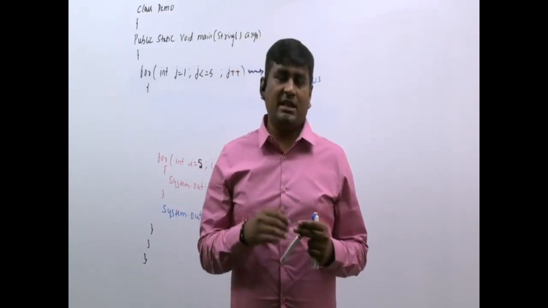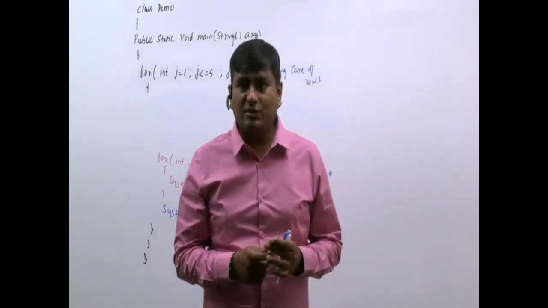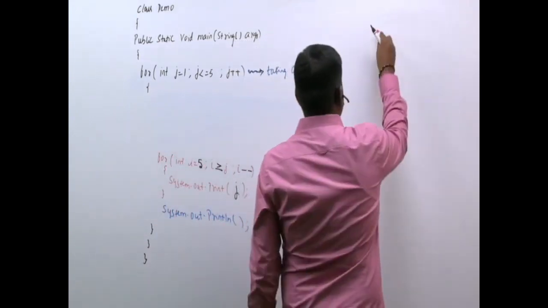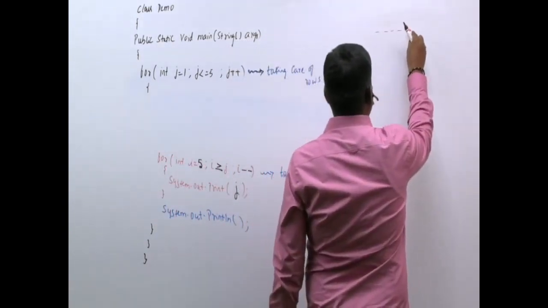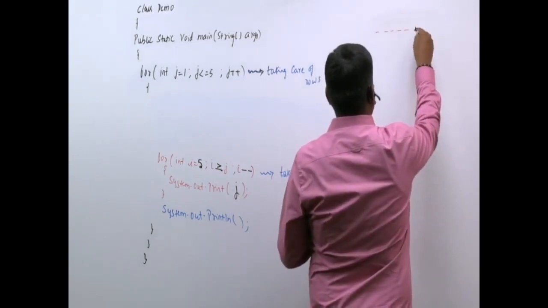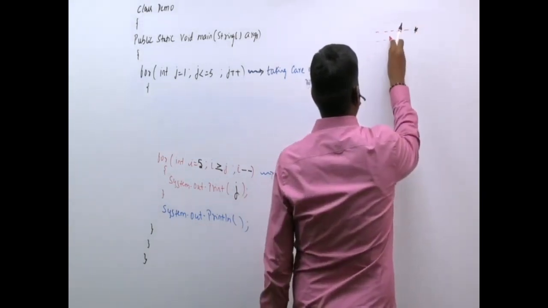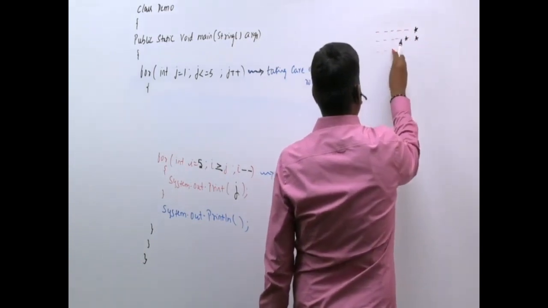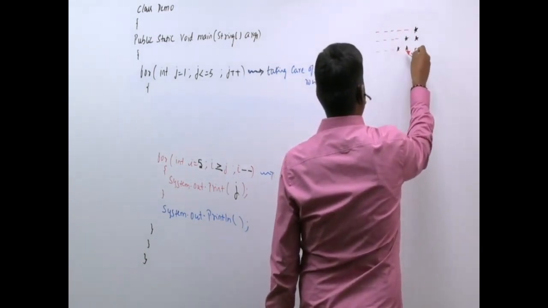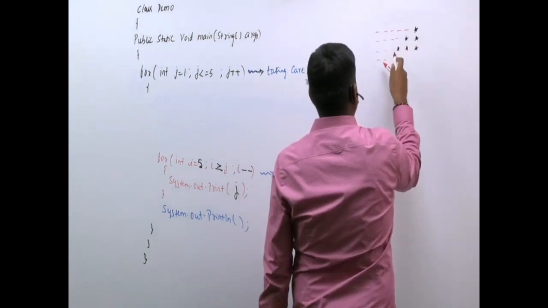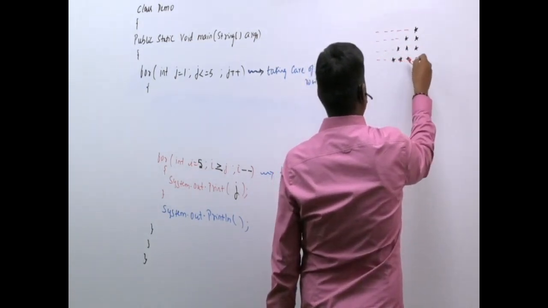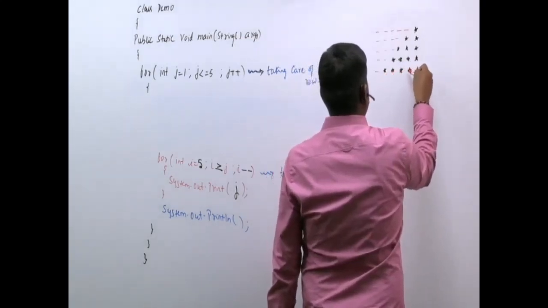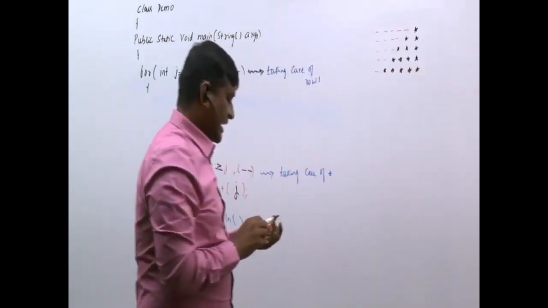next we will see a different pattern. Let us try to write the code for that. I have maybe 5 spaces followed by 1 star. Next 4 spaces followed by 2 stars. 3 spaces followed by 3 stars. 2 spaces followed by 4 stars. Finally 1 space followed by 5 stars. So this is the pattern that I have.